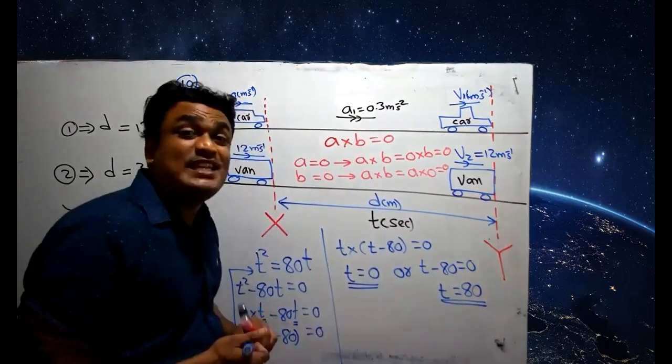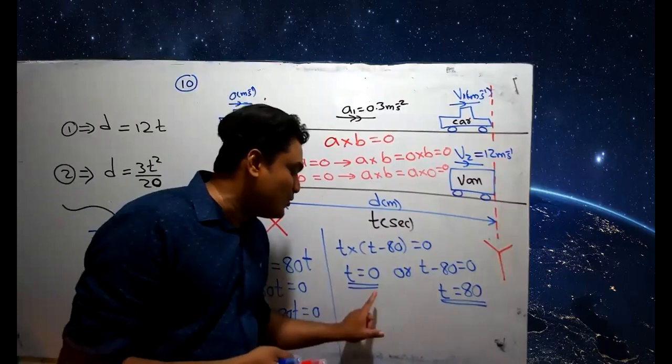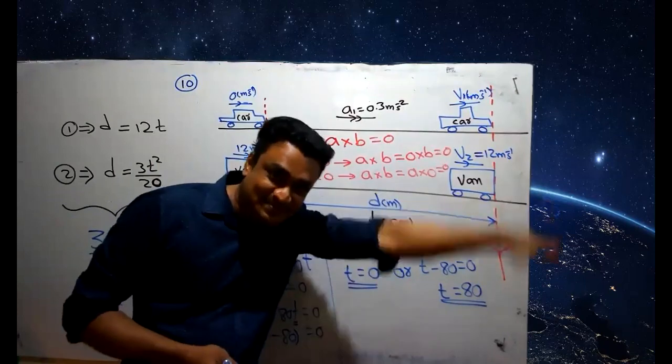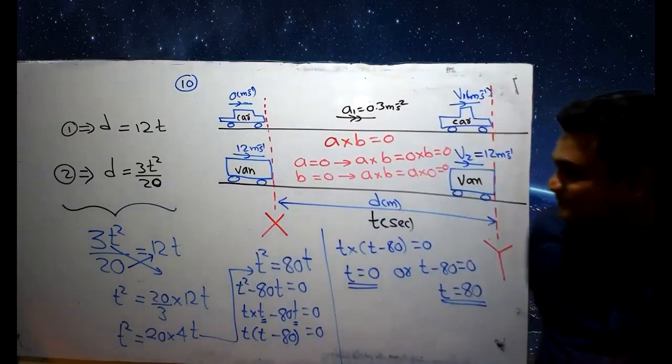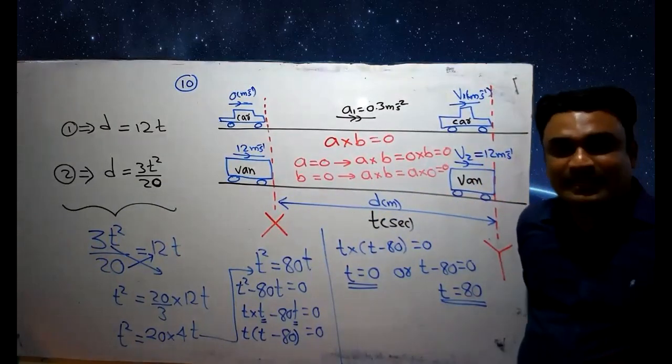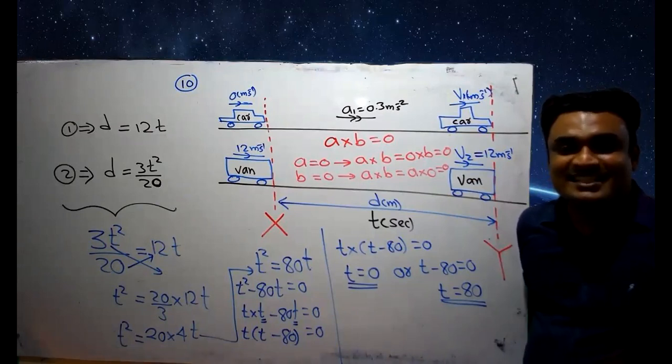Now my question is, which answer is correct? T equals 0 or t equals 80? Somebody unmute the mic and tell me. Which answer is correct? Lamaya? T equals 80. Any other answers?